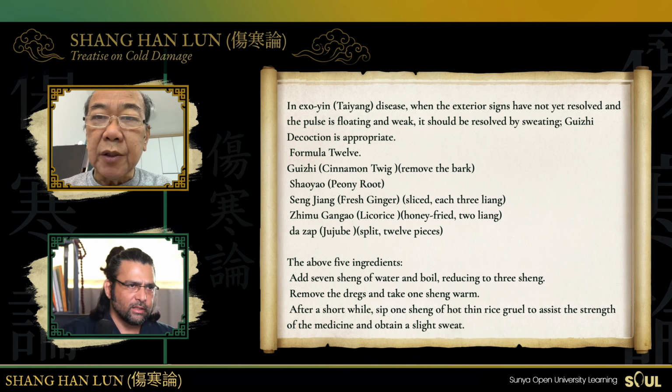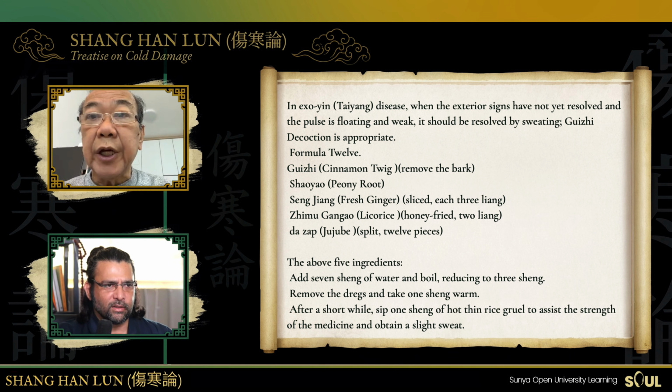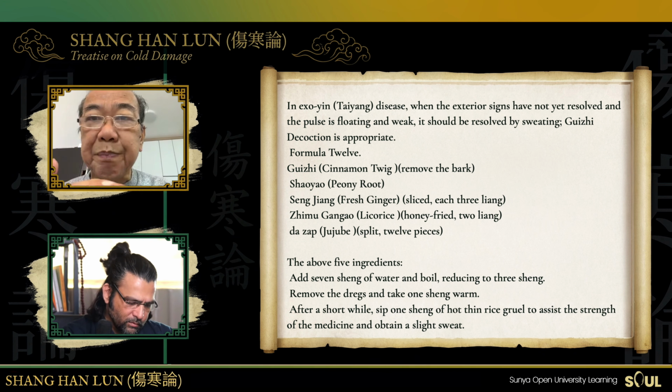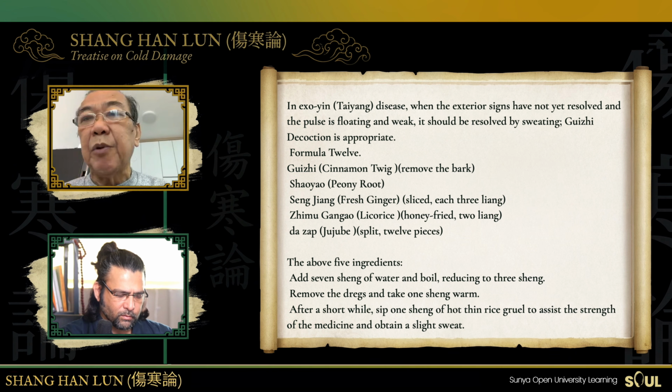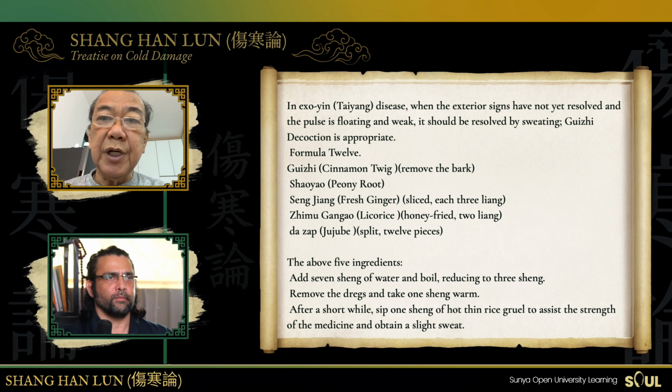The formula you all can go and read yourselves. The only thing is that the key words are floating and weak. When you touch the pulse softly, then you can feel the pulse and it's weak. I mean the metabolism is weak. Then the cinnamon is good.